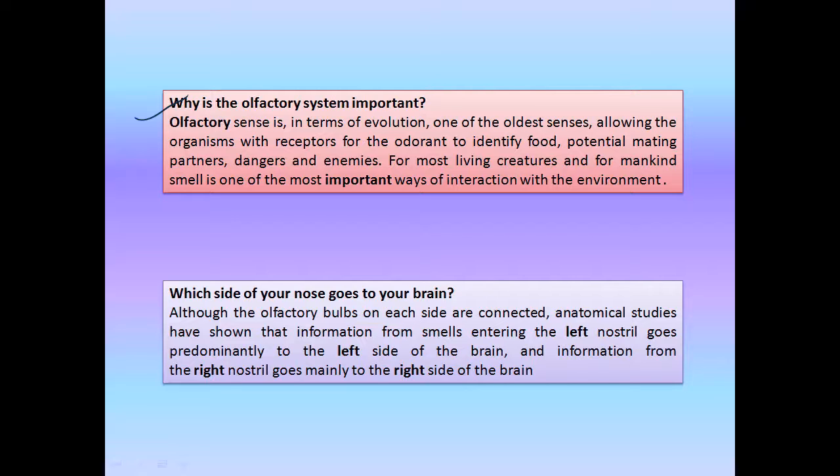Now, which side of your nose goes to your brain? Do you know that? Although the olfactory bulbs on each side are connected, anatomical studies have shown that information from smells entering the left nostril goes predominantly to the left side of the brain, and information from the right nostril goes mainly to the right side of the brain.